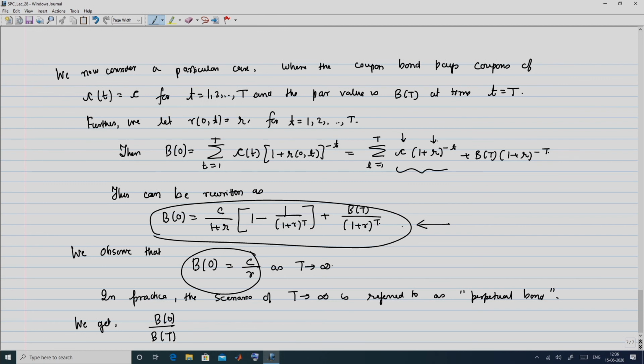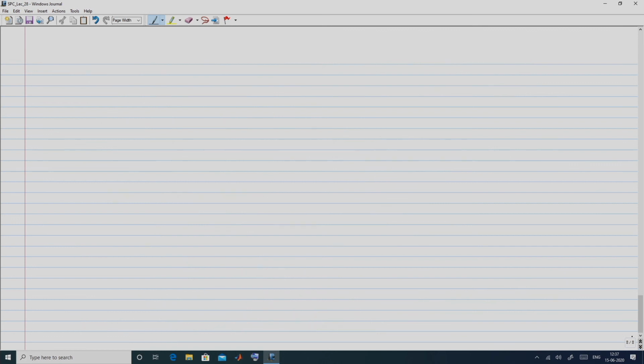Okay, so coming back to this relation, we finally get that B 0 over B of capital T, that is dividing both sides by B of capital T, will be C over B of capital T on the numerator, divided by 1 plus R into 1 minus 1 over (1 plus R) raised to capital T, plus 1 over (1 plus R) raised to capital T. So, this brings us to the concept of yield to maturity.